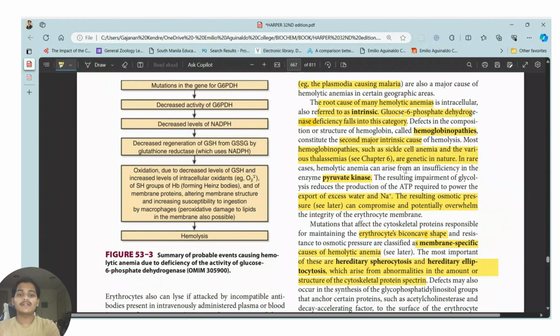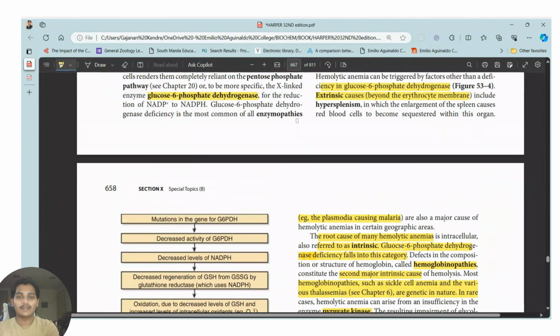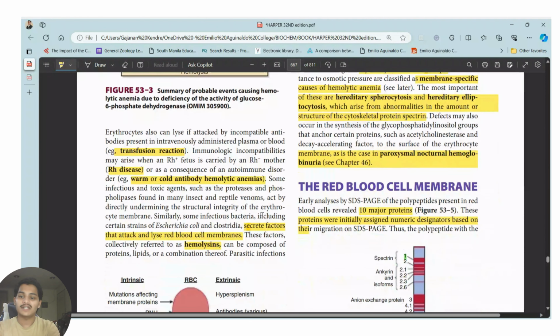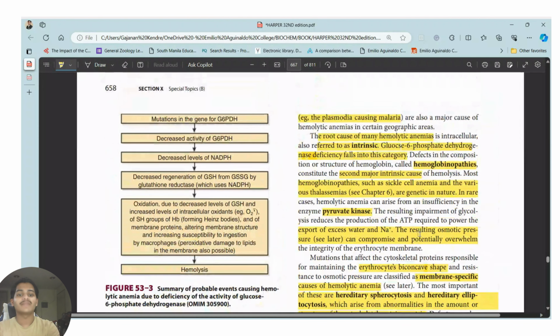Then the intrinsic causes we know; in the extrinsic, that is hypersplenism, Rh disease, transfusion reaction, antibody reactions, warm and cold, then hemolysis. Now the main cause, the intrinsic cause, is the G6PD deficiency. We saw it already. Then the second major cause is the hemoglobinopathies. That means the defects in the composition or the structure of hemoglobin.